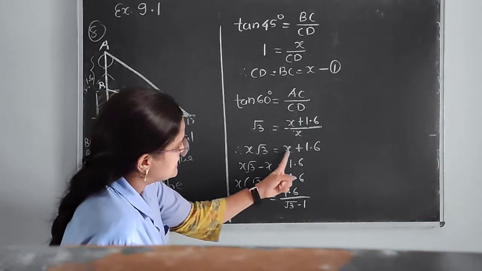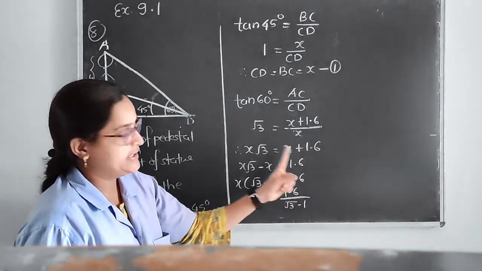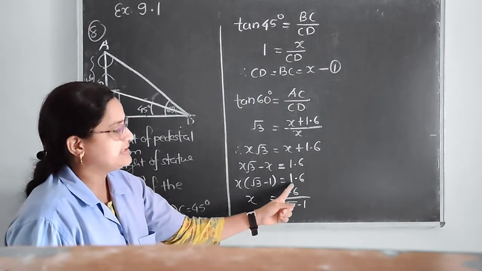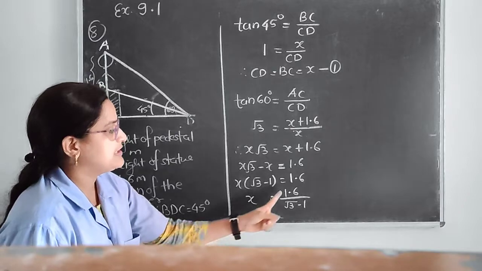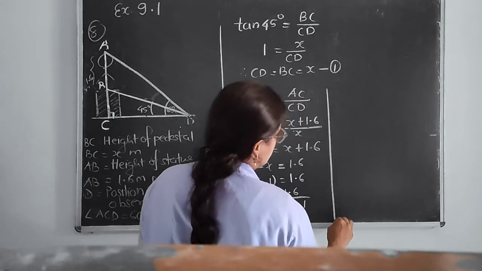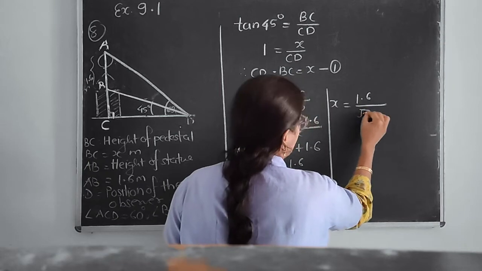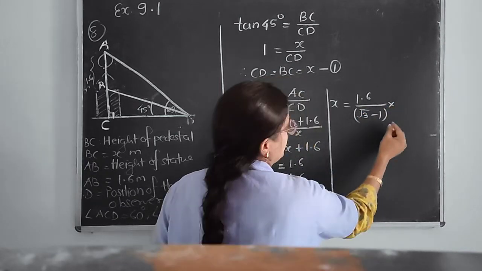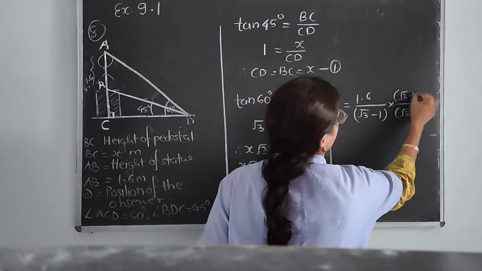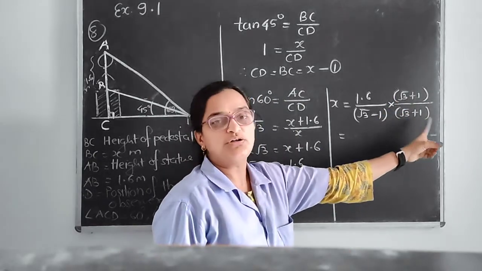Now from this let me shift this X to this side, so I will get X root 3 minus X is equal to 1.6. Therefore X can be taken common, and X into bracket root 3 minus 1 is equal to 1.6. So X will be equal to 1.6 upon root 3 minus 1. Now in order to get this correct value, let me rationalize this denominator. So here is root 3 minus 1. I will multiply it by root 3 plus 1. As you all know, I have to multiply the numerator as well as denominator by root 3 plus 1 upon root 3 plus 1, right?